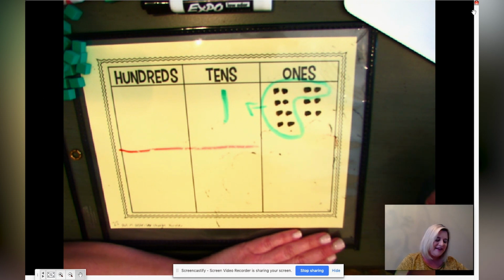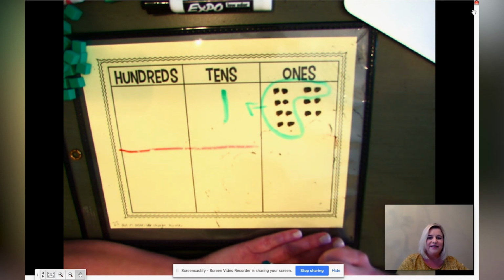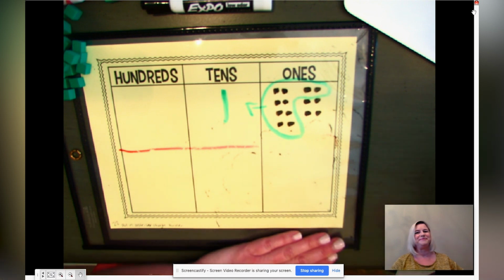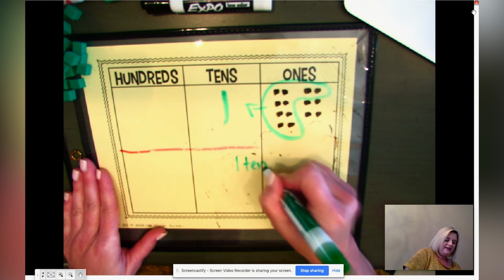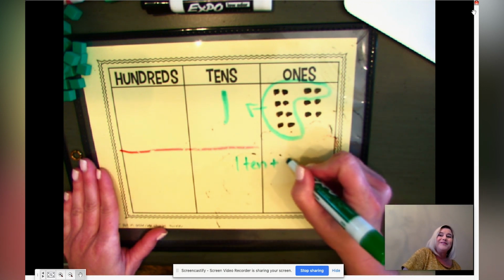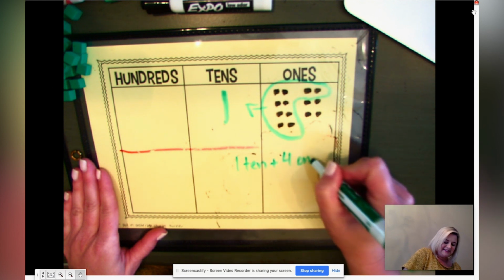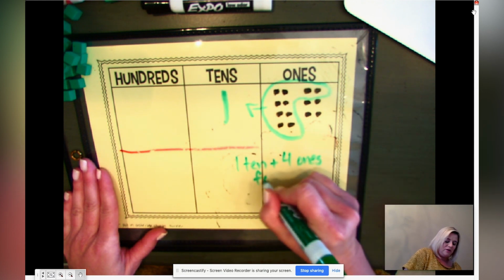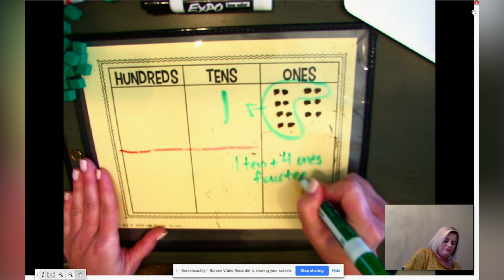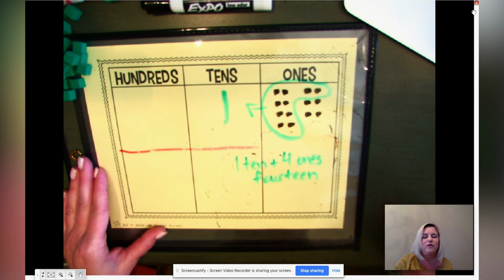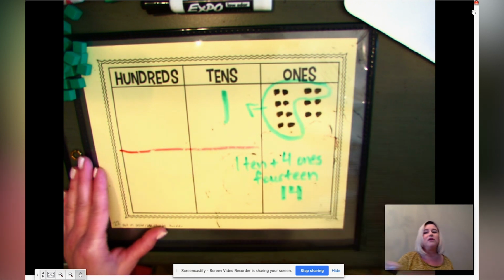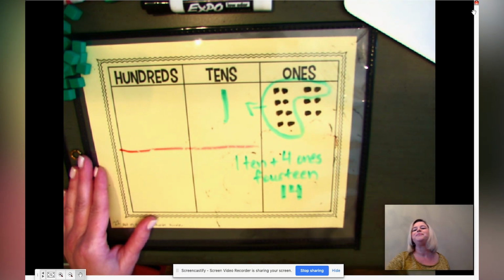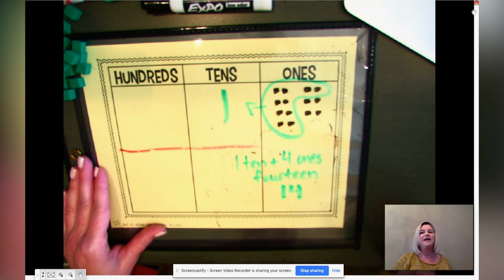Good job. Go ahead and write that down, your 110 and 4 ones. 110 plus, right, 4 ones. And then we could write it in word form. There's another way. What's another way we could write it? Yes, the number 14. You all are so smart. You're doing a great job. Would you like to do it again, 14, with some base 10 blocks? I think so.